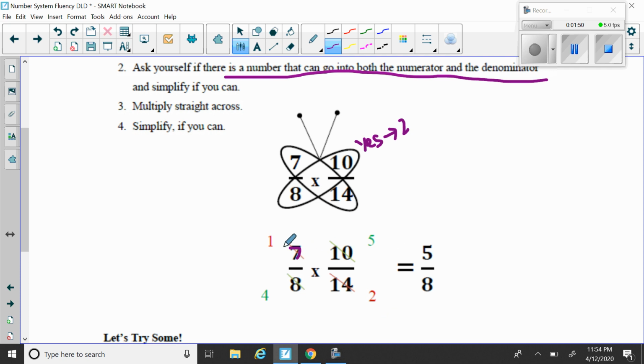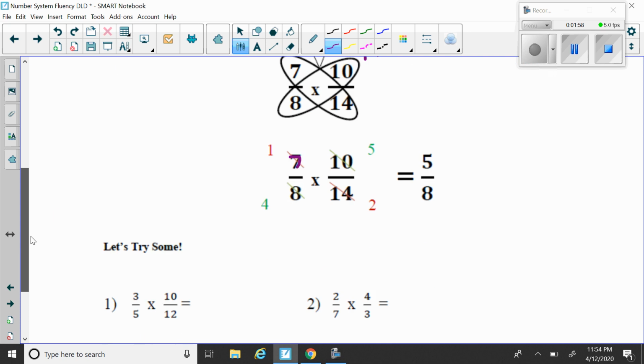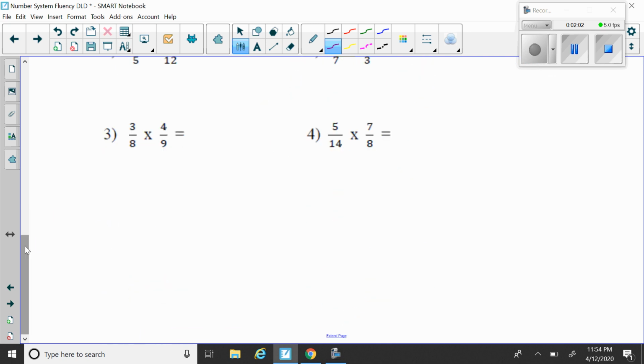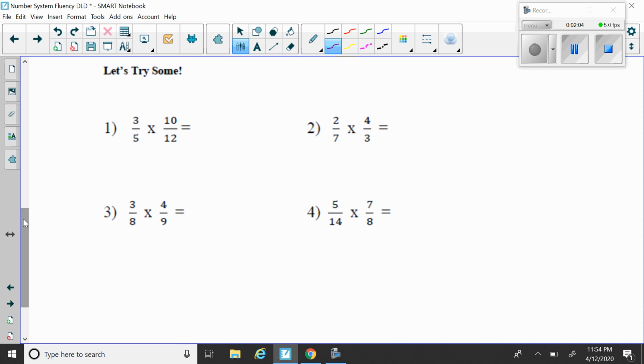And then all you have to do is multiply straight across. 1 times 5 is 5. 4 times 2 is 8. And that is it. So I'm going to do a couple of examples, a couple with cross canceling and a couple without, just in case the cross canceling is a little bit too much.